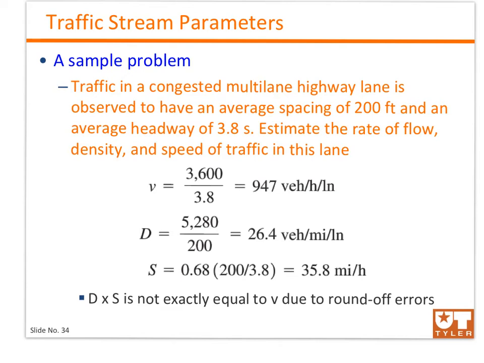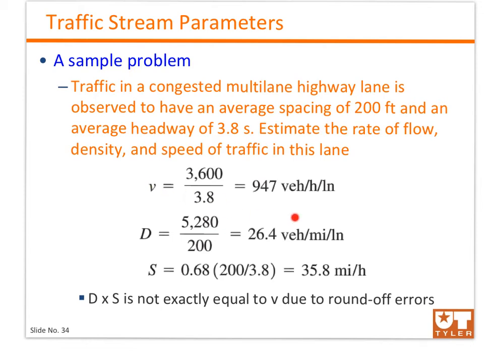So let's have a sample problem to summarize what we talked about in terms of speed, density, and flow rate. Traffic in a congested multi-lane highway is observed to have an average spacing of 200 feet. That means on average the distance between two successive vehicles is 200 feet, and an average headway of 3.8 seconds. So the time between two vehicles hitting that detector is 3.8 seconds. The question asks us to estimate the rate of flow, density, as well as the speed of the traffic in this lane.